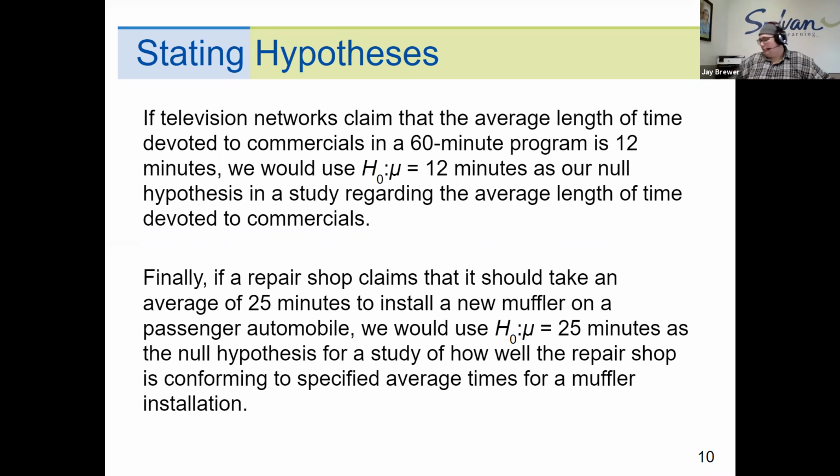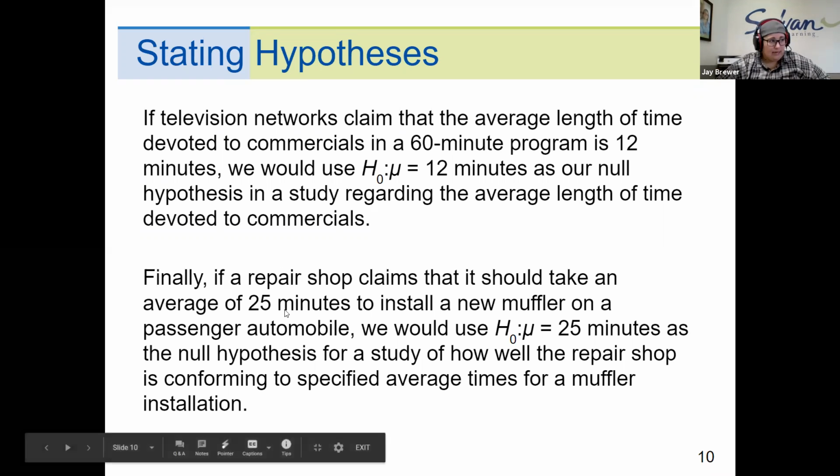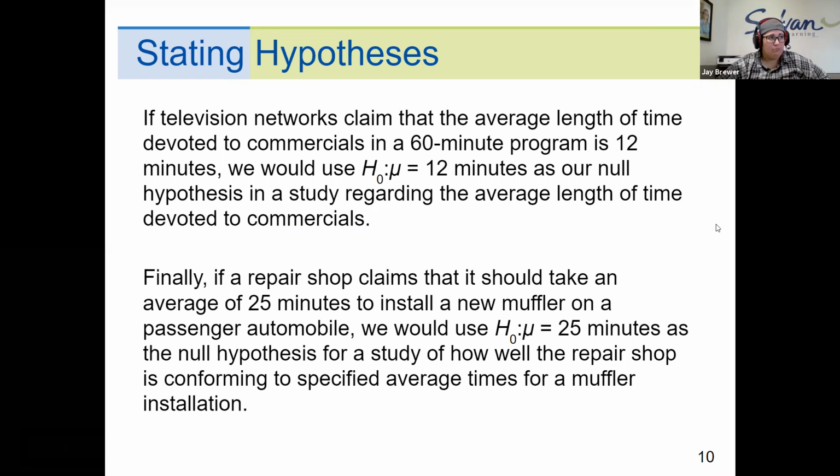Okay, so as you collected the data, you would be able to decide if you're going to reject or fail to reject. Okay, if television networks claim that the average length of time devoted to commercials in a 60-minute program is 12 minutes, we would use the mean equal to 12 minutes as our null hypothesis. These examples are kind of straightforward to you. They are not always going to be, so please be careful in your homework and in your quizzes.